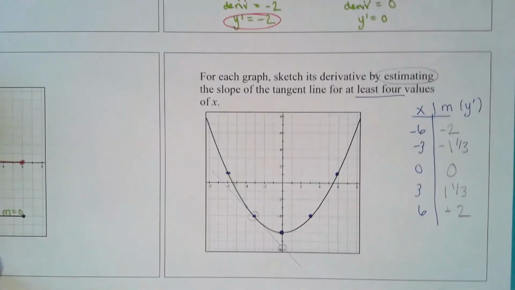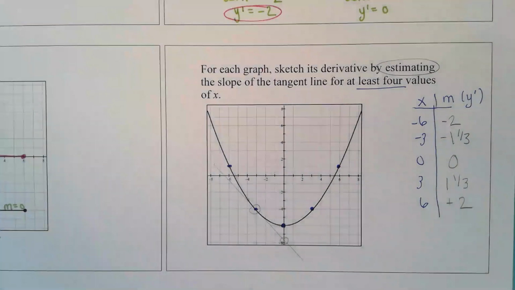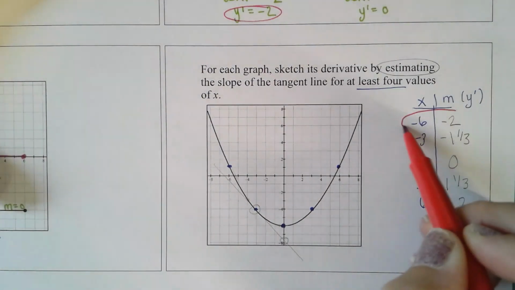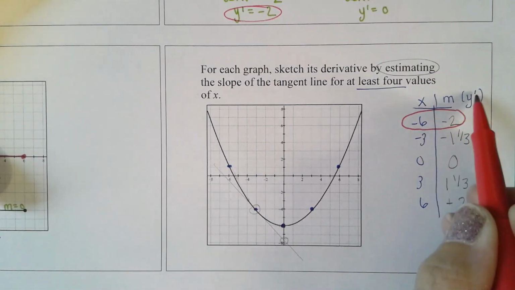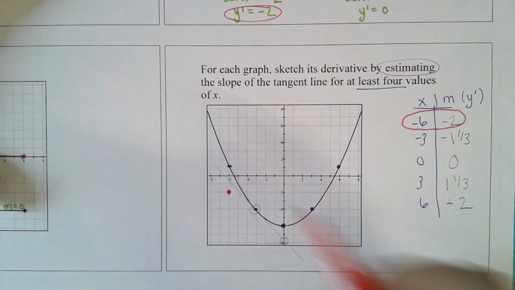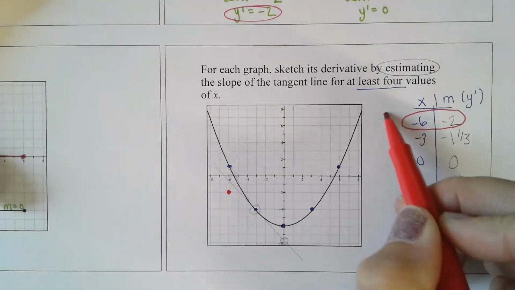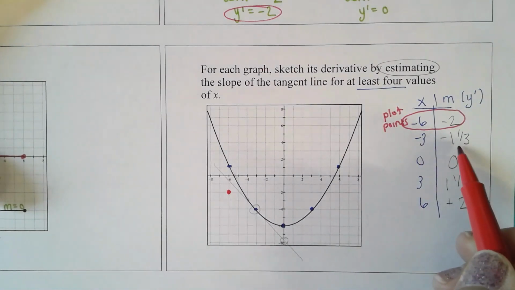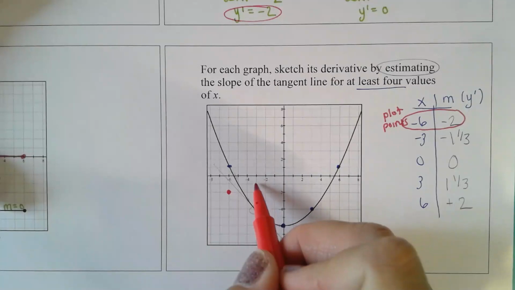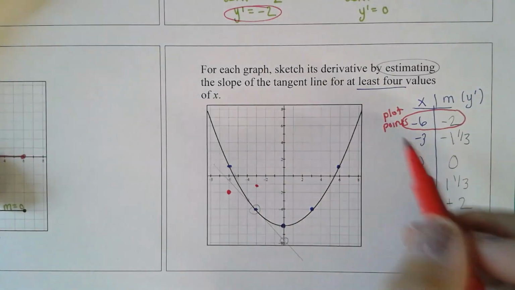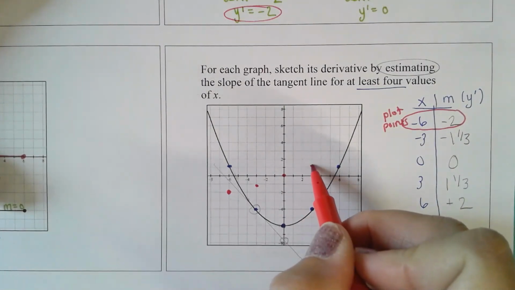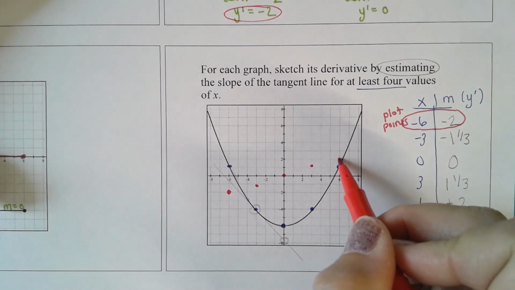So all we've done is to take our spaghetti, our toothpick, our straight edge, and we've laid down little tangent lines and just jotted down those slopes. So now I'm going to go in with my red pen. I'm going to plot these points. When x is negative 6, the derivative is negative 2. When x is negative 3, the slope, or the derivative, is negative 1 1/3. Then I have the point 0, 0. Then I have positive 3, 1 1/3. And then I have 6, 2.